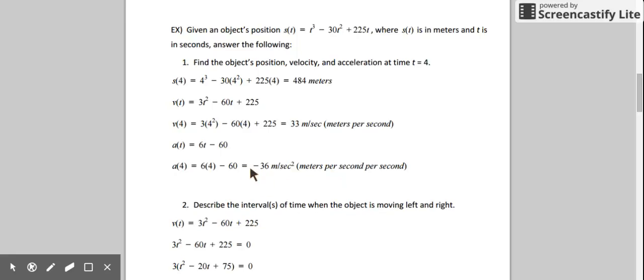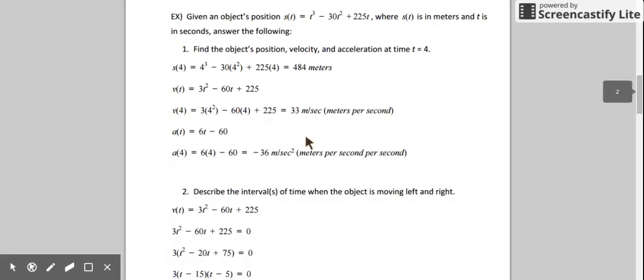So because our acceleration is negative and our velocity was positive, this object must be slowing down at the end of 4 seconds. We'll answer some similar questions about that coming up.